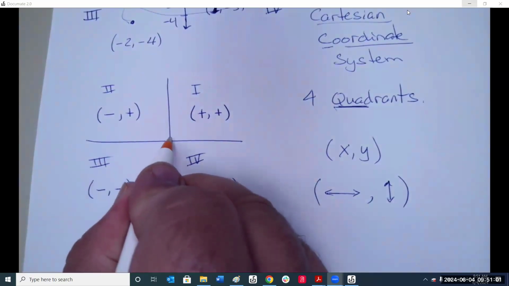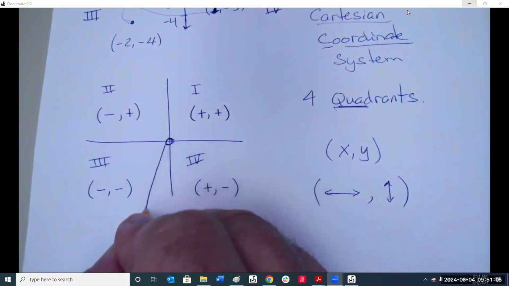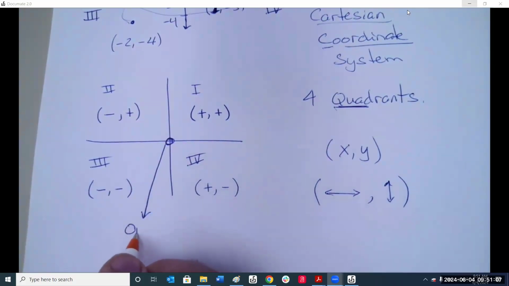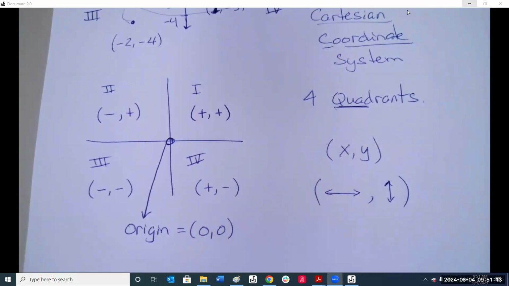What do we call the middle point here, where everything begins? The origin is where it all begins. It has a coordinate of (0, 0). From (0, 0), we go positive to the right, negative to the left. And then from that point, we go up or down, positive or negative. So that's where we find our points.